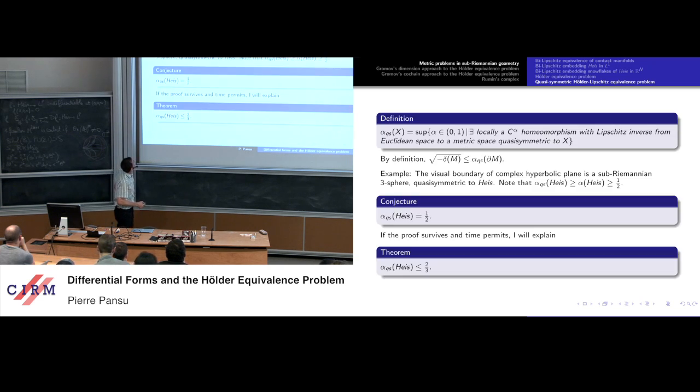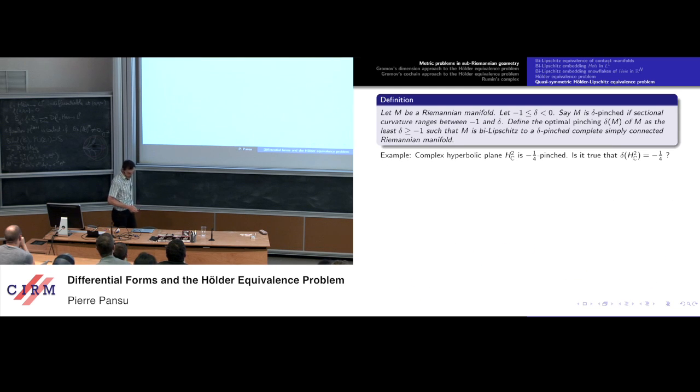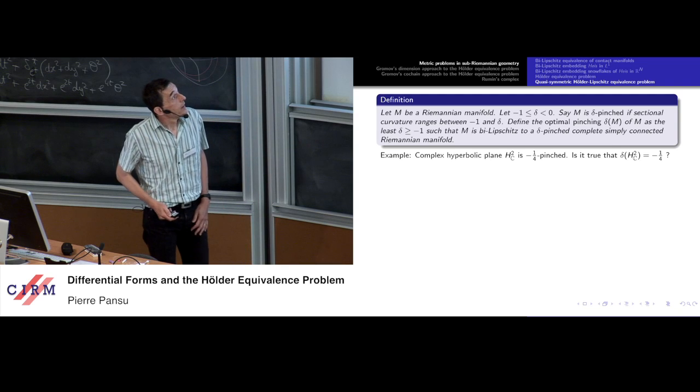And now let's get back. All right. So that's an example. And this example is so symmetric that it's very hard to believe that you could kind of cheat and modify the metric in a bounded manner and improve pinching. It's unknown.